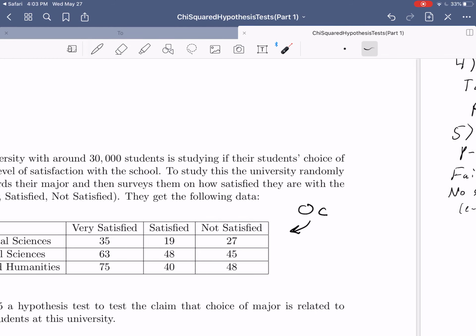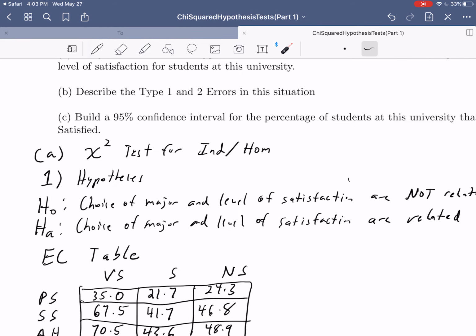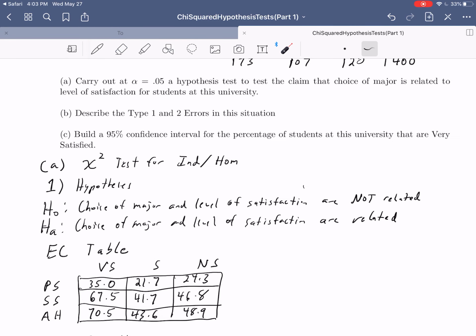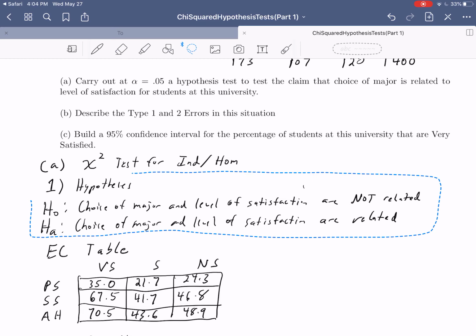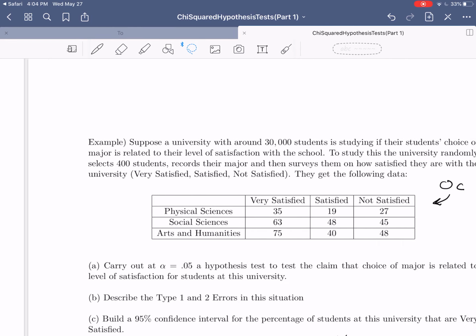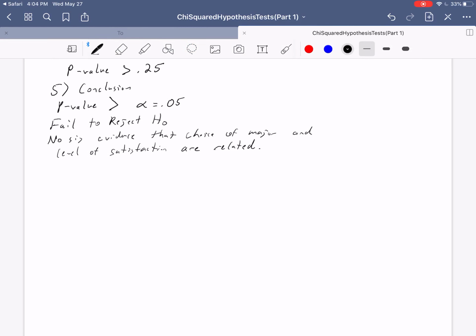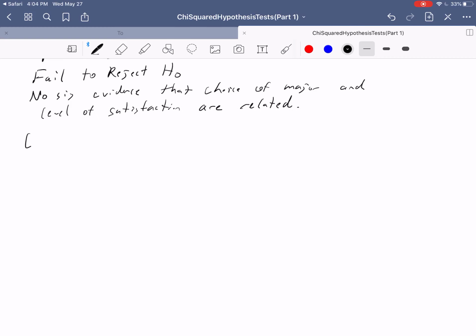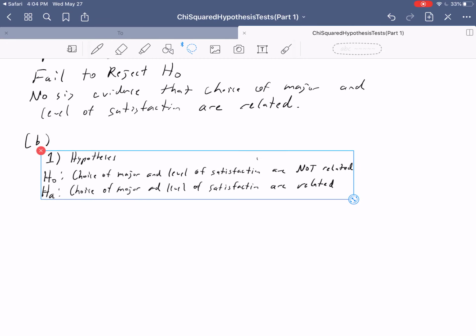So let's go ahead and grab our hypotheses, just because we always want those whenever we're doing error analysis. So I'll just grab these real quick. Okay, so let's go ahead and do the errors here. So this will be part B. Okay, those were our hypotheses.